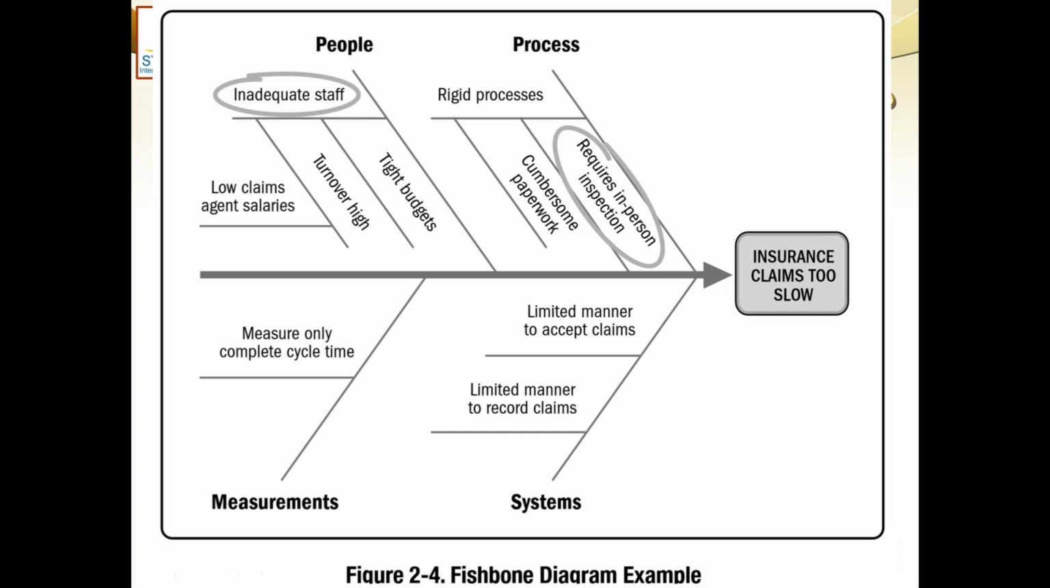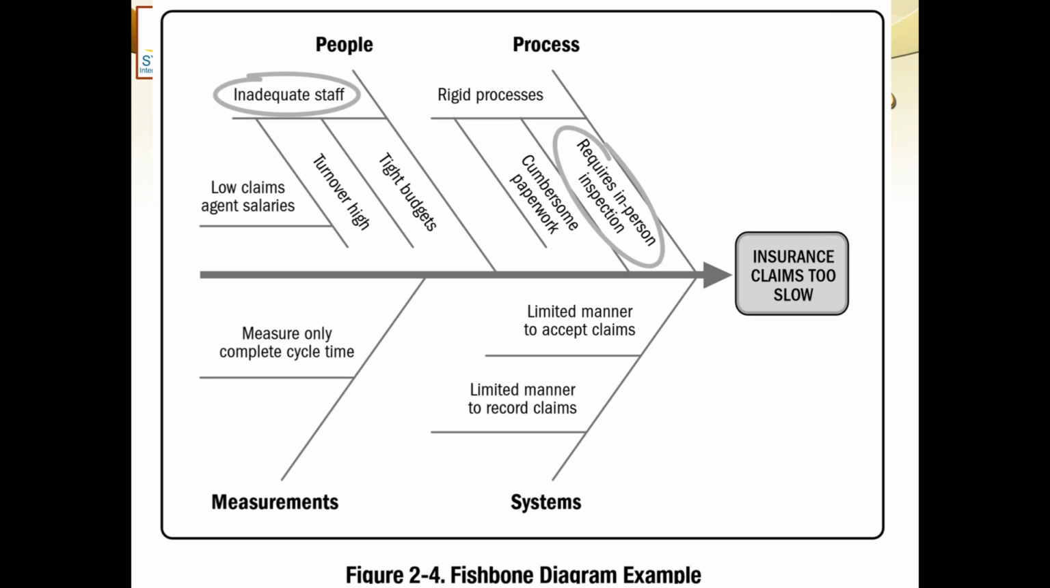When those problems were further broken down, under the process we had rigid processes. And what are the rigid processes? One was requiring in-person inspection. Number 2 was cumbersome paperwork. So it was found that it was more towards requiring in-person inspection. In people, we had inadequate staff, insufficient staff.